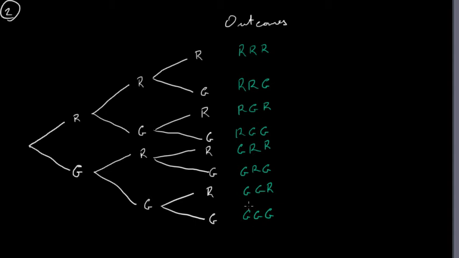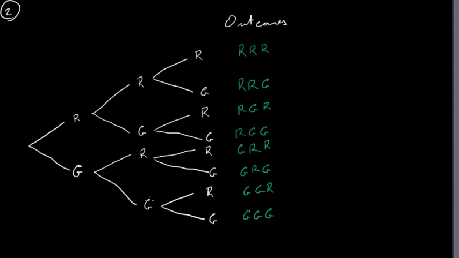So these are all our possible outcomes. This is our sample space here. There are no other outcomes. So we have 1, 2, 3, 4, 5, 6, 7, 8 outcomes here. Okay, so now I'm just going to fill out the probabilities on each one of these branches of this tree diagram here.